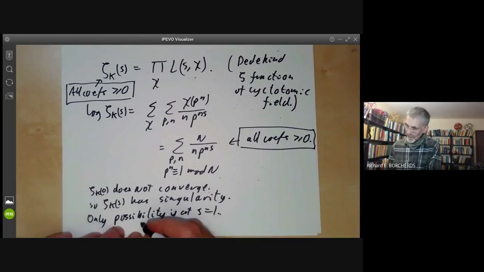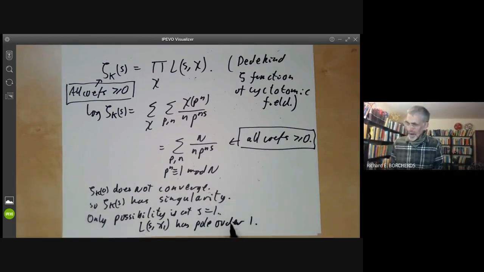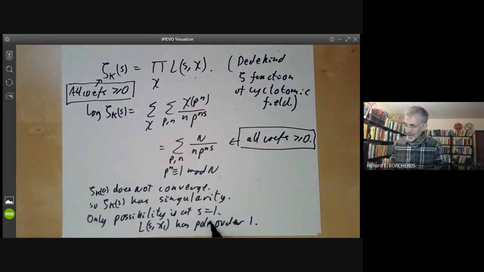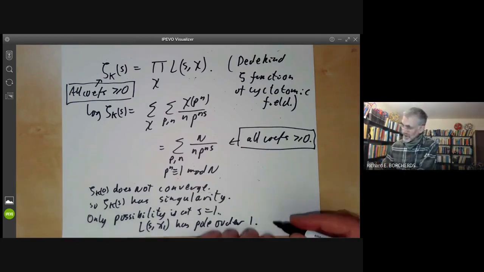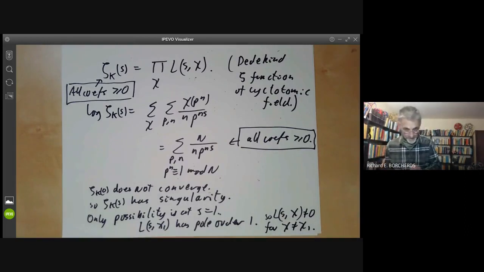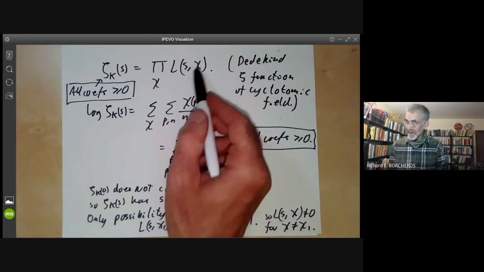Well, at s equals 1, L(s, chi 1) has a pole of order 1. And this means that none of the other L functions can have a zero there, because if they did, it would cancel out this pole and the Dedekind zeta function wouldn't have a singularity. So L(s, chi) is non-zero for chi not equal to chi 1. So that gives a proof that the Dirichlet L series don't vanish at s equals 1.